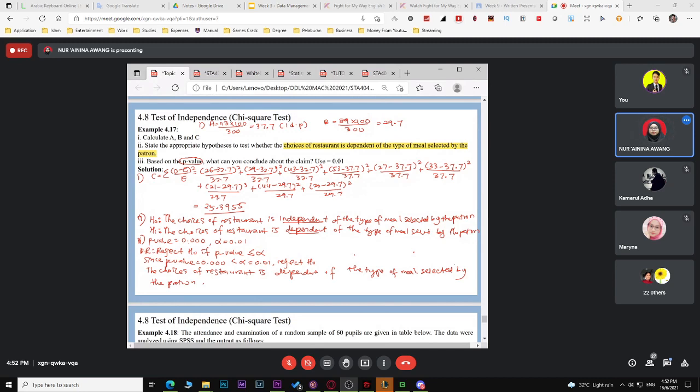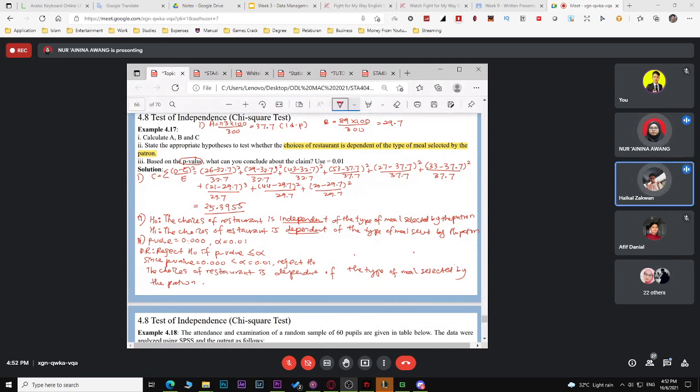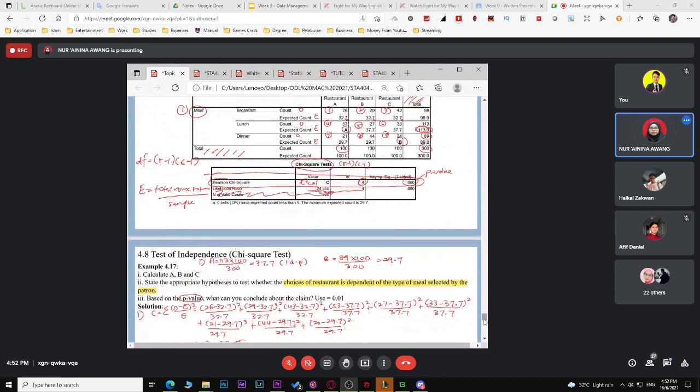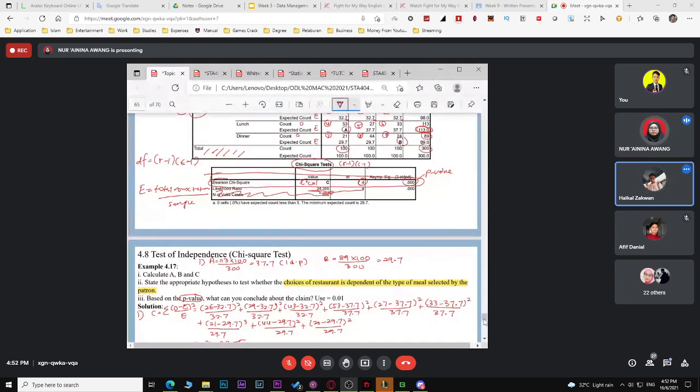Any question for example 4.17? So far, can you still follow? Yes, Miss, I have one question. For calculating A, B and C, if the question does not ask us to calculate, can we just write the value, since everything in one row is the same? The expected count? Oh, you just write 37.7? No, you can't. You have to use the correct formula.